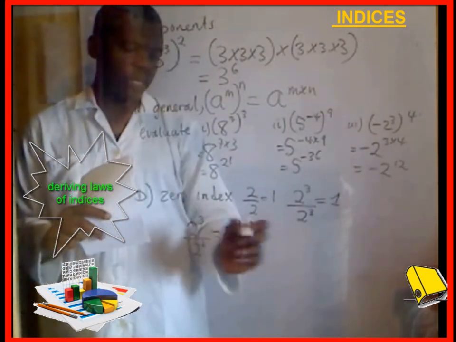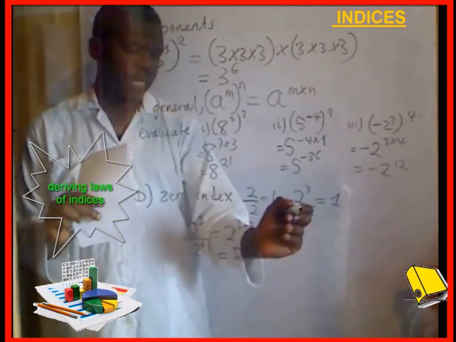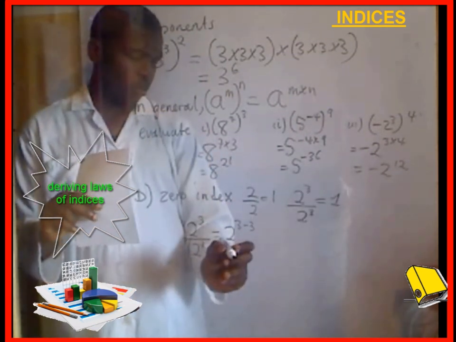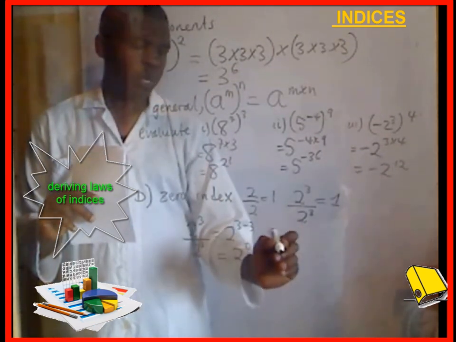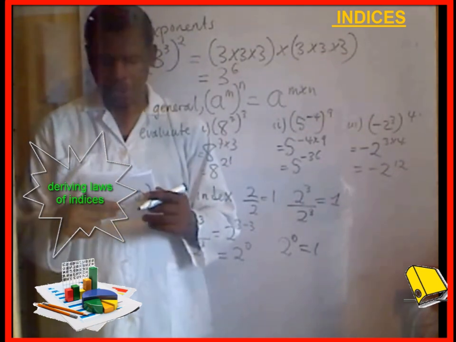2 raised to the power 0. I can see from here that 2 raised to the power 3 divided by 2 raised to the power 3 is equal to 1, which is equal to 2 raised to the power 0. This means that 2 raised to the power 0 is equal to 1. So what is our general rule here?